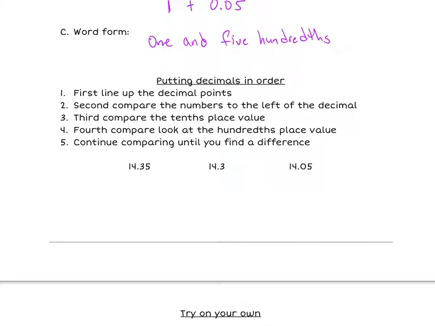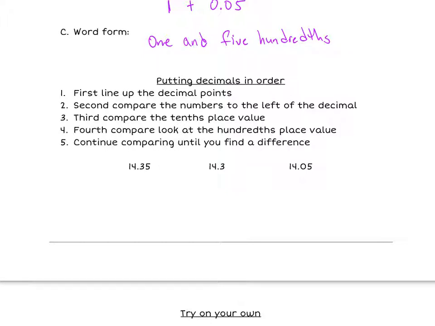Part of this section has to do with ordering decimals. So how do we put them in order? So steps for that are first, line up the decimal points. So you're going to stack the numbers on top of each other, lining up the decimal points. Then you're going to compare the numbers to the left of the decimal, compare the tenths place, and then you're going to look at the hundredths place value, continuing until you find a difference.